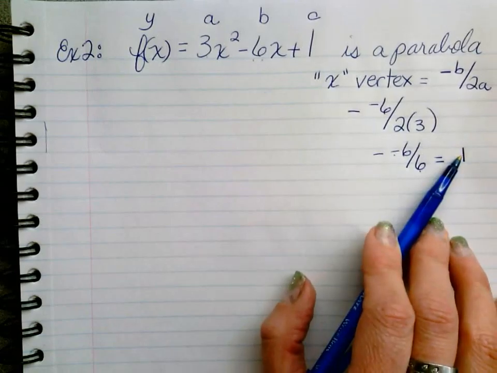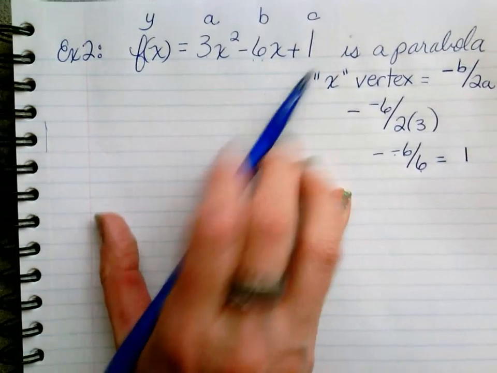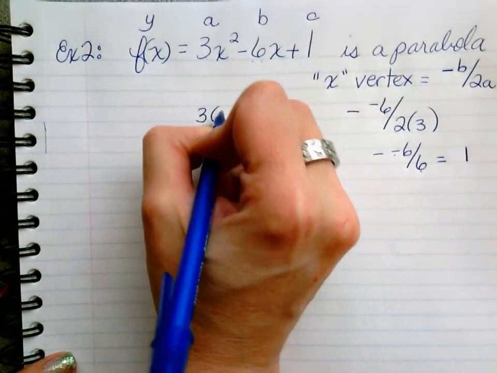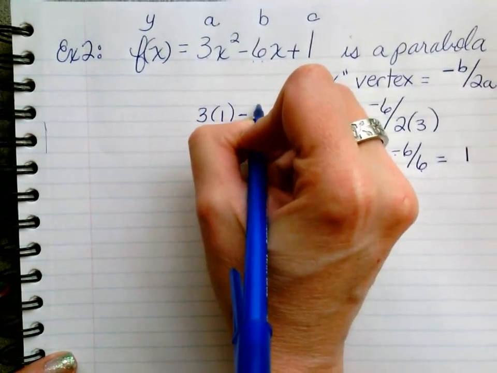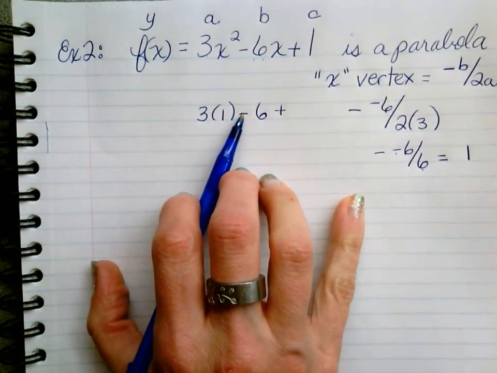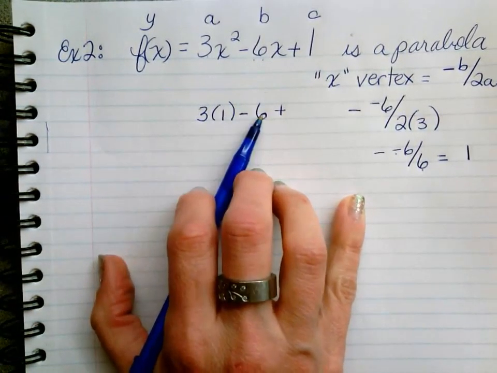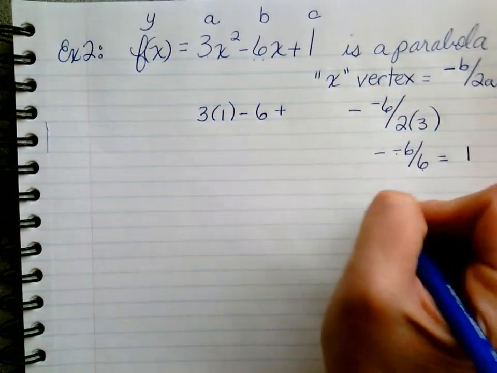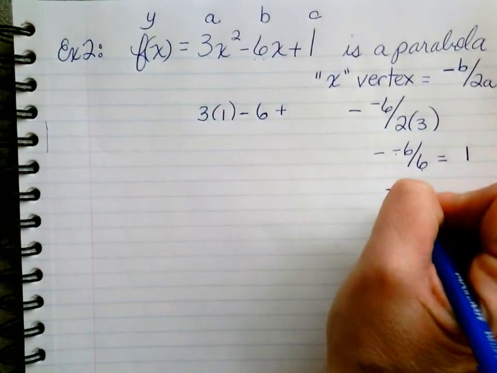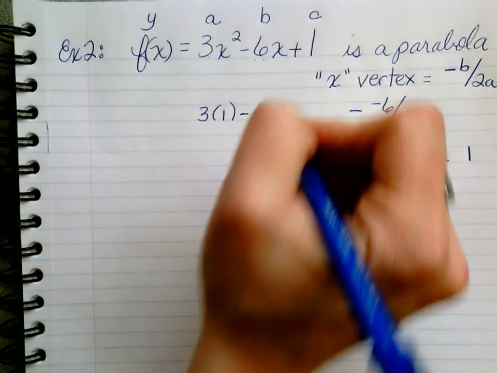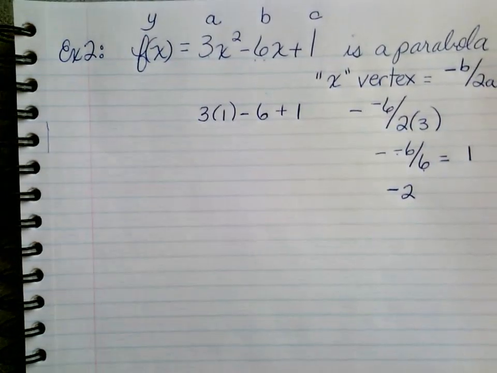Yeah, they do. Take your 1 and plug it in all the spots where it's x. Okay? 3 times 1 squared, which is 1, minus 6 times 1, which is 6, plus 1. 3 minus 6 is negative 3. Negative 3 plus 1 is negative 2. What's the vertex's y value? It's negative 2.